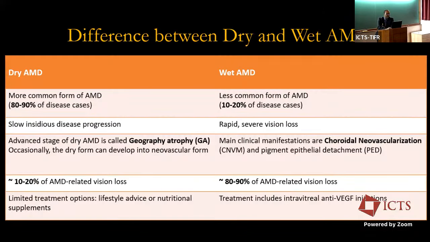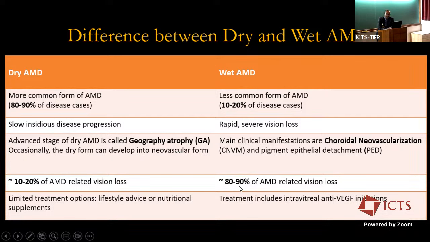So the difference between dry and wet: dry is more common, 80 to 90% of disease cases, but this is slow onset, insidious, not that very dangerous. Wet form, much smaller percentage, 10 to 20%, but associated with rapid, severe vision loss. And dry AMD, although it's 80 to 90%, is responsible for only 10 to 20% of AMD-related vision loss. On the other hand, wet AMD, 10 to 20%, is responsible for 80 to 90% of AMD visual loss, clearly the more dangerous one.